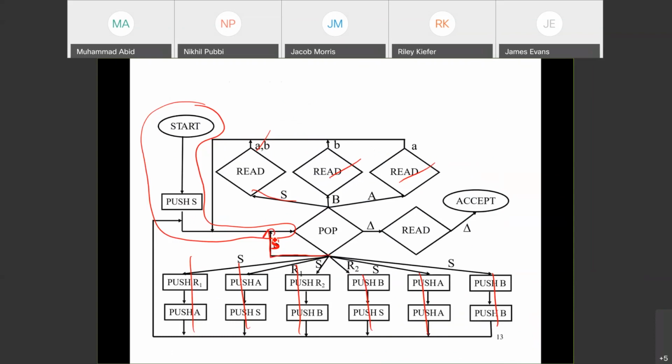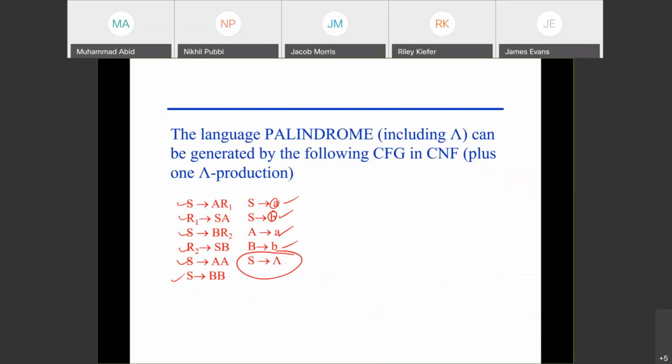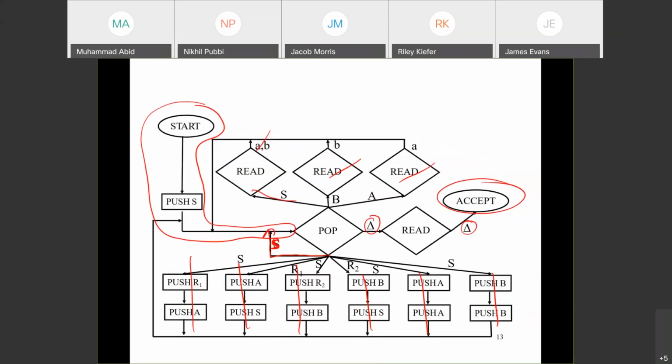And then this is a fixed design again. You want to check that your stack is empty, your input tape is empty, and then it should be accepted. So this is the only difference when you have this lambda production. Otherwise, it is the same. There is no difference in this design.